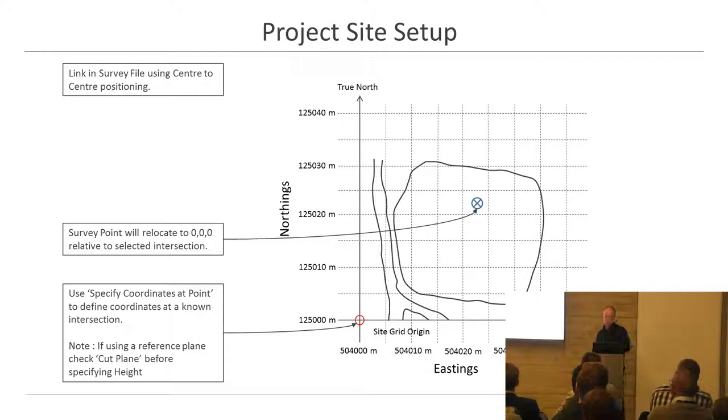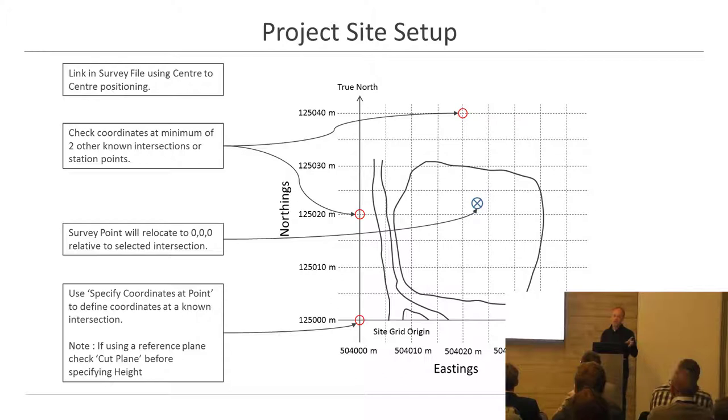Once you've done that, to make sure you're right, what you want to do is check at least two other coordinates within your survey file, okay? Now, if it has a grid on it, life's great because grids have nice round numbers on them and they're very easy to check, okay? If it doesn't have a grid on it and you're using station points, just be careful that the numbers are exactly as they're supposed to be, okay?